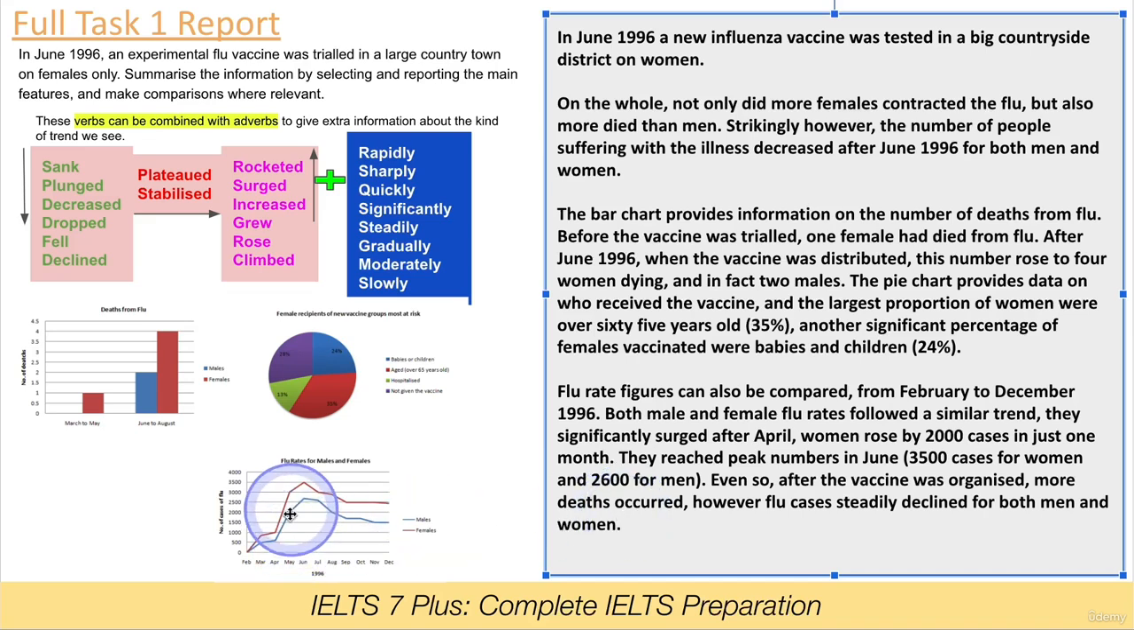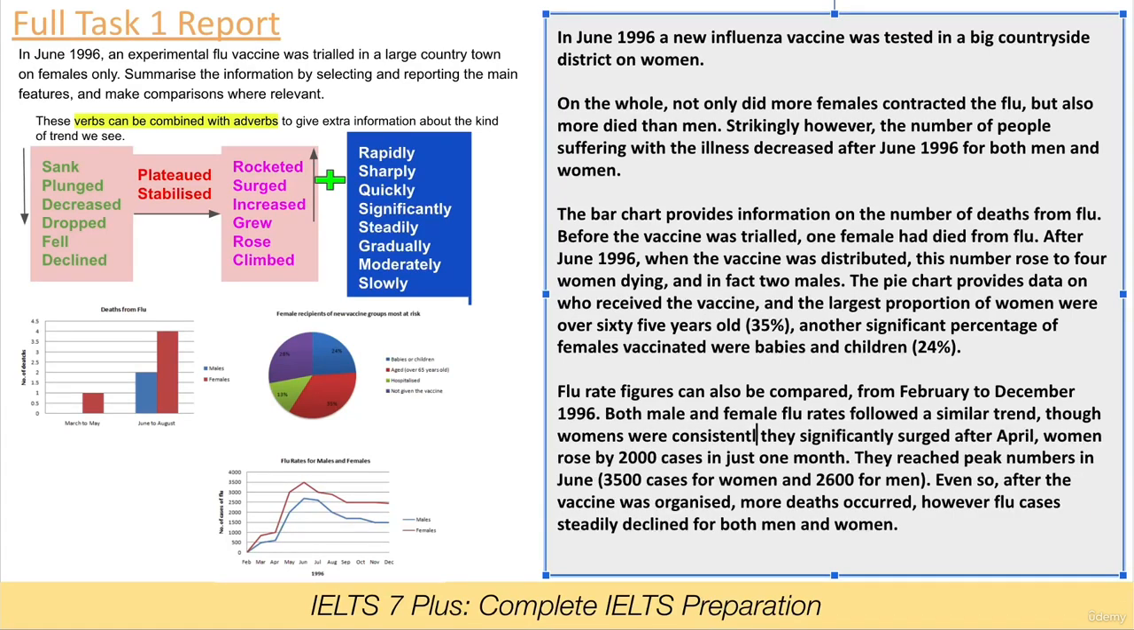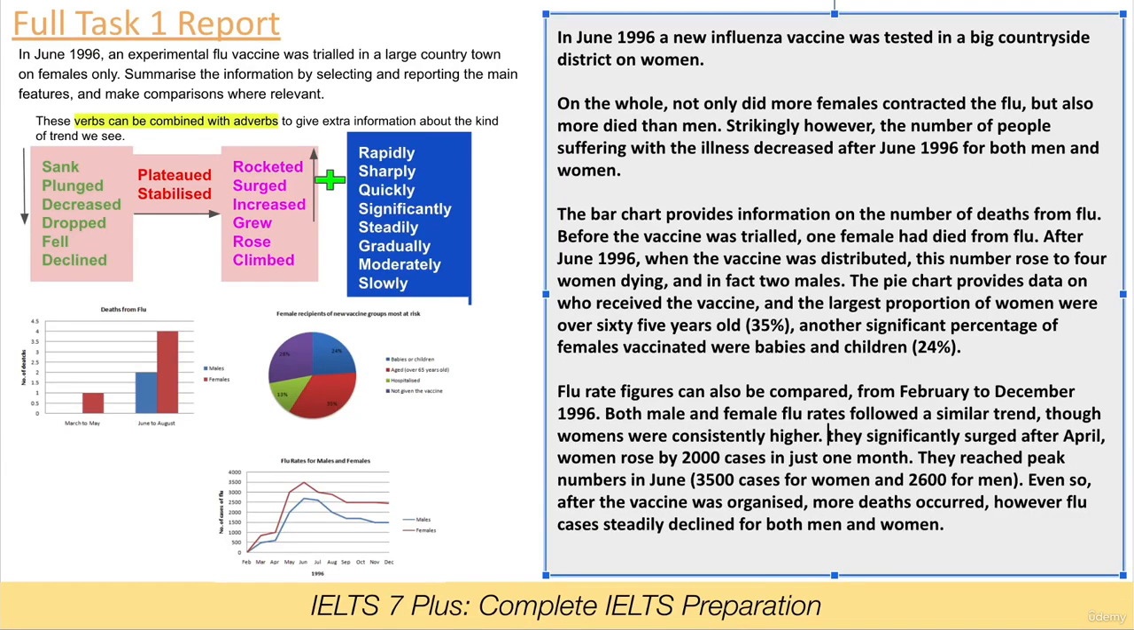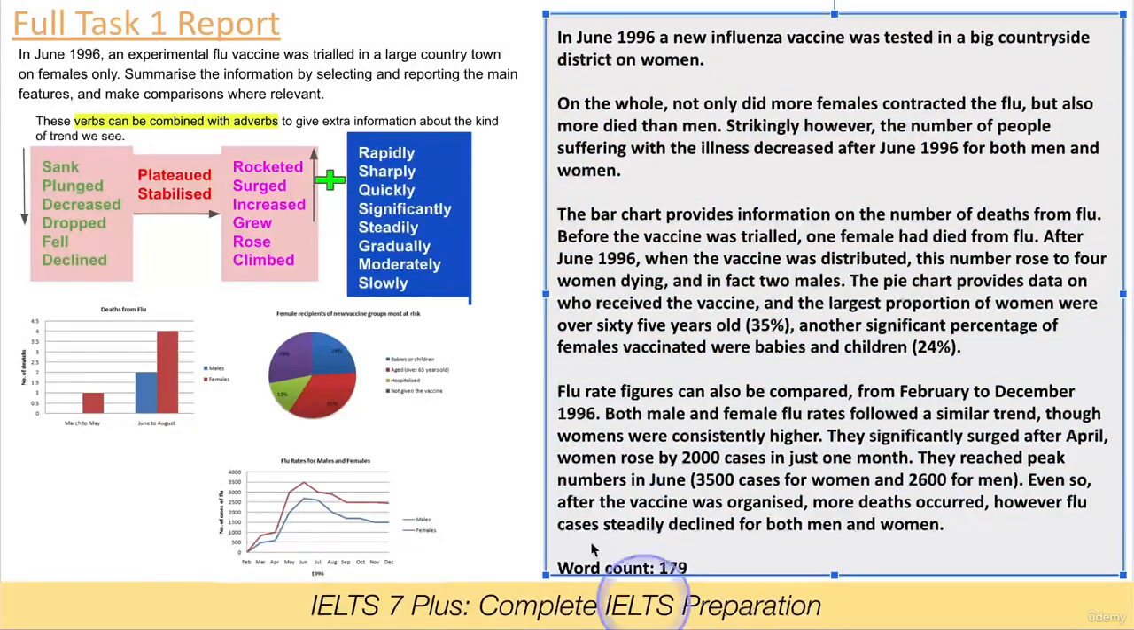I also want to add maybe that women's were always higher. Both male and female flu rates followed a similar trend, though women's were consistently higher. Okay. Oh, it's tricky to fit it all in, isn't it? But that's okay. Right, let's check the words and see how we're doing. So that comes to 179 words. So the minimum is 150 there. So just a bit over.